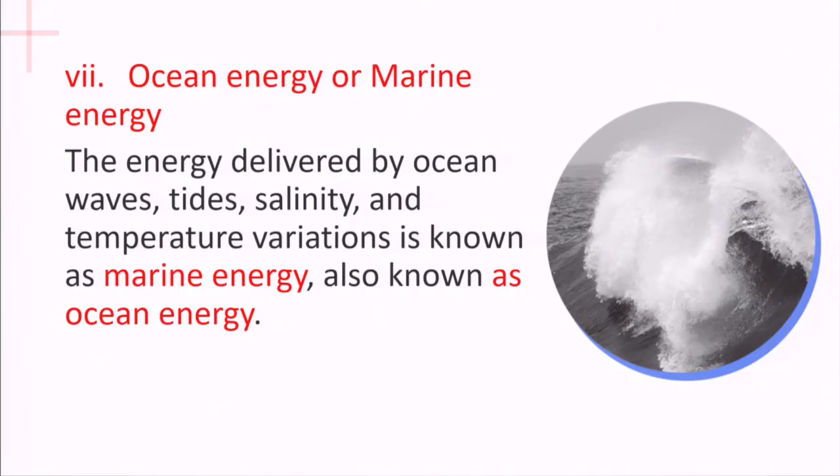The seventh renewable form of energy is the ocean energy or the marine energy. The energy that is delivered by the ocean waves, tides, salinity and temperature variation is known as marine energy or also the ocean energy. Ocean energy comes from the processes that use the kinetic and thermal energy of the ocean waves and the currents to generate heat or electricity. The development of ocean energy systems is still in the infancy stage.